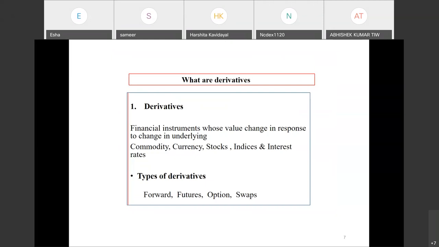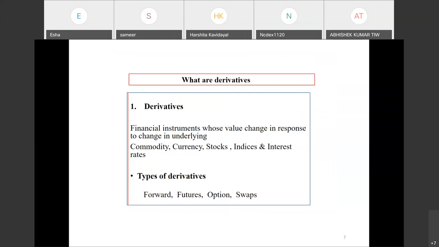It does not have any independent value. It depends upon the underlying, and if the underlying value changes, the value of the derivative undergoes change. So derivatives are nothing else. It is a device to manage the price risk. This is the simple meaning of derivatives.